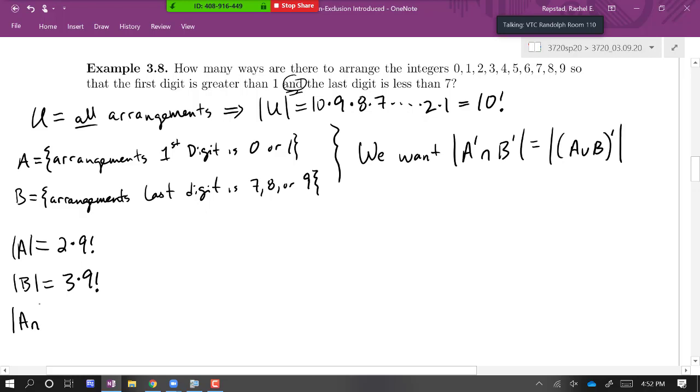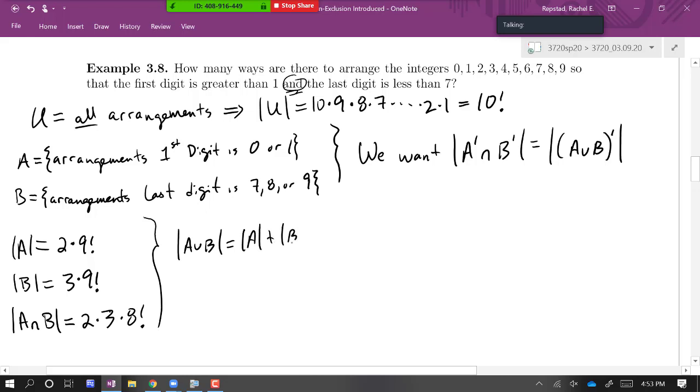Now, what about arrangements that are in their intersection, where both of those restrictions are met? How many choices for the first digit? 2. So pick the first digit first. Now let's pick the last digit. There are 3 choices there. And that leaves us with 8 more digits to place with no restrictions, so 8 factorial. And we can use this to find the size of A union B. So that's 2 times 9 factorial plus 3 times 9 factorial minus 2 times 3 times 8 factorial.